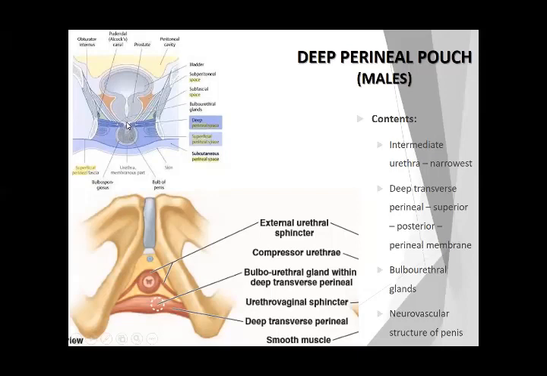The urethra that is present in the deep perineal pouch is called the intermediate urethra, or also called the membranous urethra. Membranous or intermediate urethra is that part of the urethra which is present in the deep perineal pouch. Okay? This is the narrowest part of the urethra. This is the least dilatable part. ये dilate नहीं होता. ठीक है?